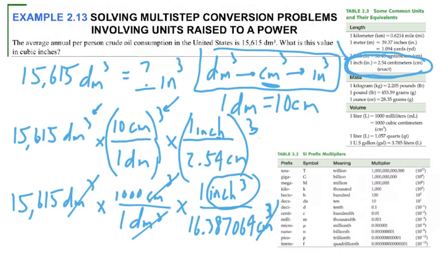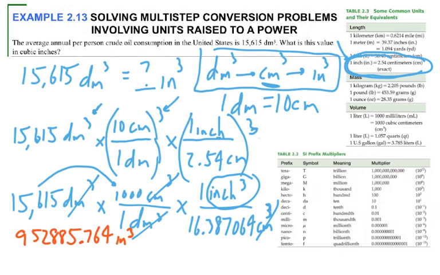So now we do the math. So basically you're going to multiply 15,615 by 1,000. And then you're going to basically just divide by 16.387064. And I'm going to write this in a different color here. Here's the answer that I get: 952,885.764, and that's inches cubed.